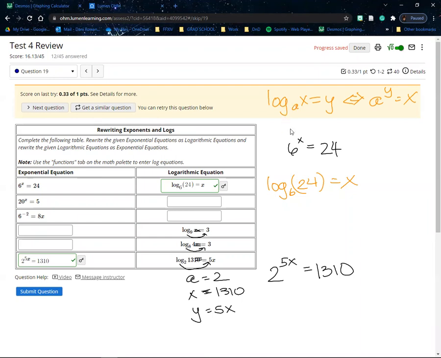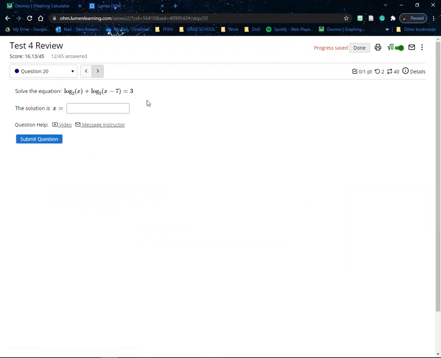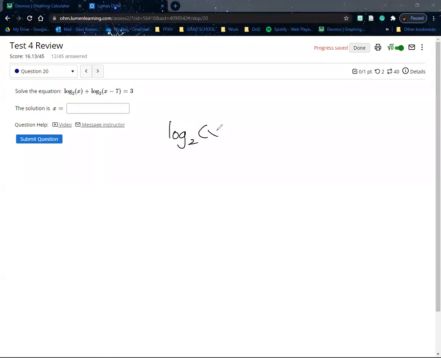Any questions about the golden ticket? Golden ticket's pretty solid, right? Log base a of x equals y is the same as a to the y equals x. Okay, last question. We've expanded a lot of them, but what we haven't done is simplify it. So in this case, we have log base 2 of x plus log base 2 of x minus 7 equals 3. How can we simplify this logarithm so we can solve it?